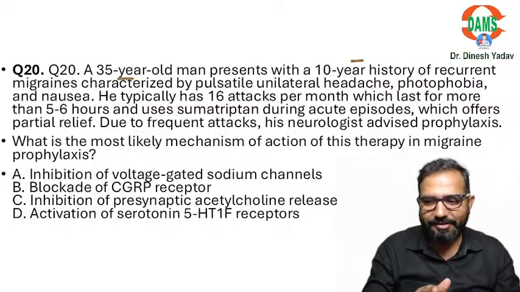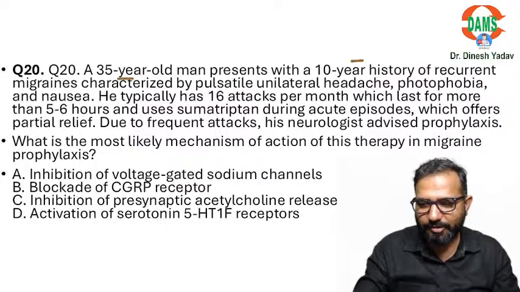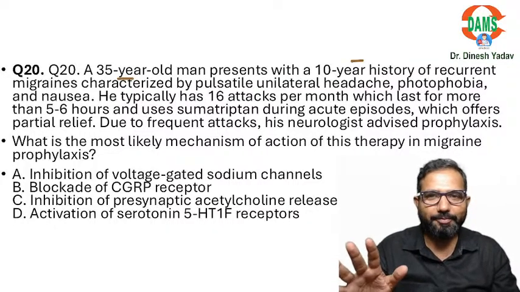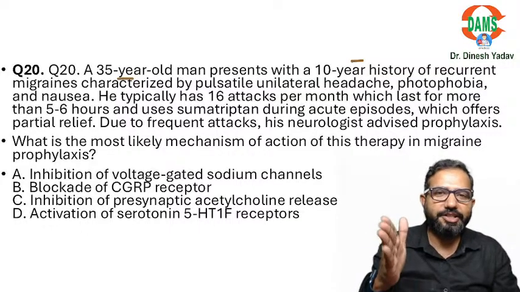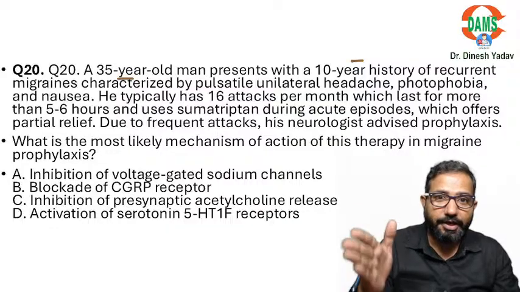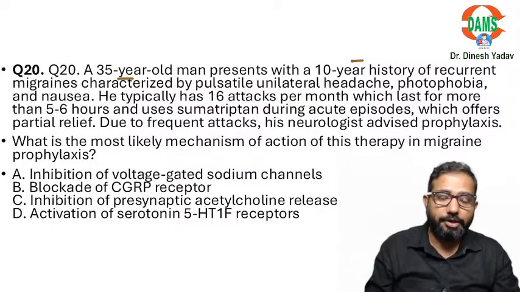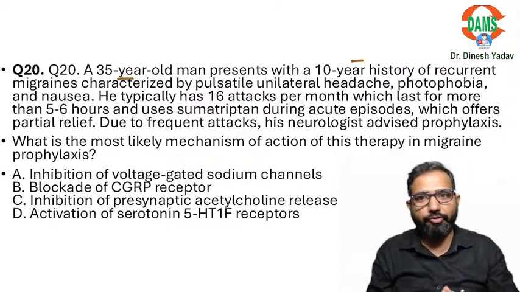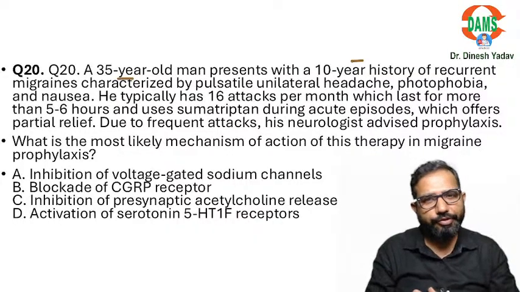Okay, so no worries, I don't know about the politics. Okay, so he typically has 16 attacks per month which last for more than 5 to 6 hours and uses sumatriptan during acute episodes, which offers only partial relief due to frequent attacks.